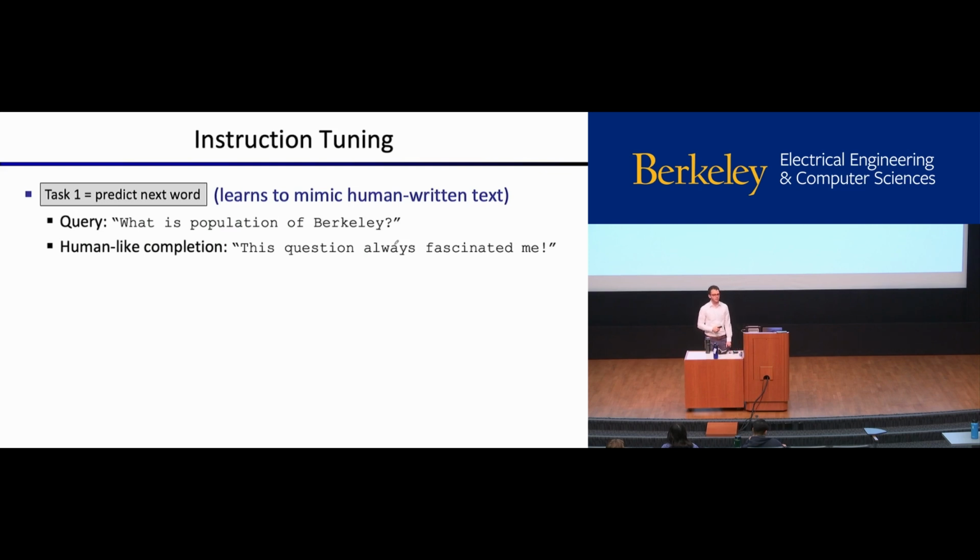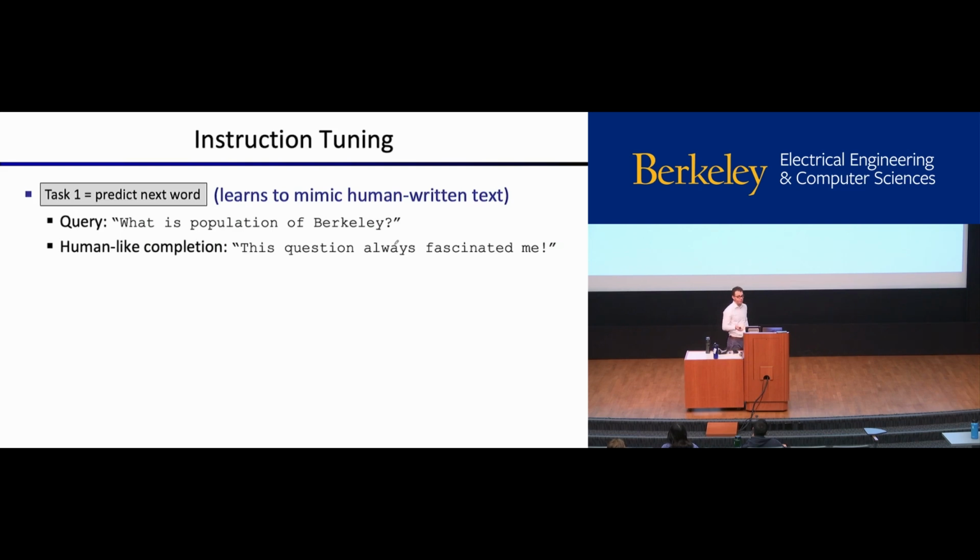Sometimes you'll say, what event happened in 1066? Please write, and then the completion will be, please write a three-paragraph essay on the importance of this event. And that's not a useful completion.